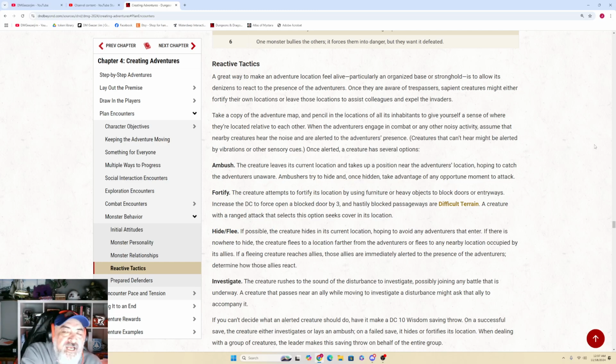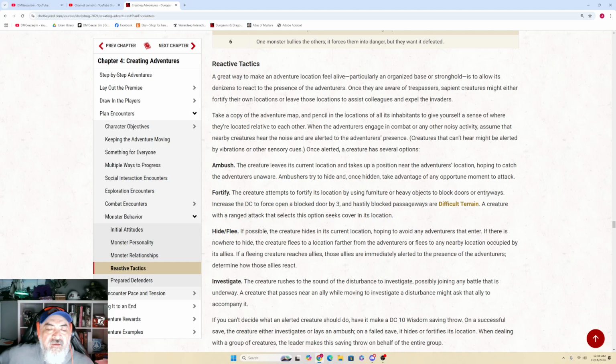Once alerted, a creature has several options. Ambush. The creature leaves its current location and takes up a position near the adventurers' location, hoping to catch the adventurers unaware. Ambushers try to hide, and once hidden, take advantage of any opportune moments to attack. Fortify. The creature attempts to fortify its location by using furniture or heavy objects to block doors or entryways. Increase the DC to force open a blocked door by 3 and hastily block passageways or difficult terrain. A creature with a ranged attack that selects this option seeks cover in its location.